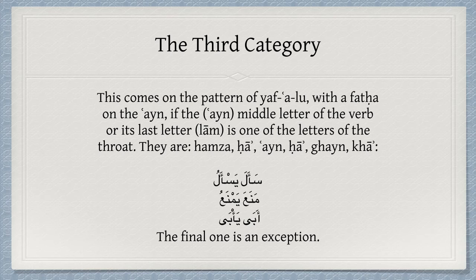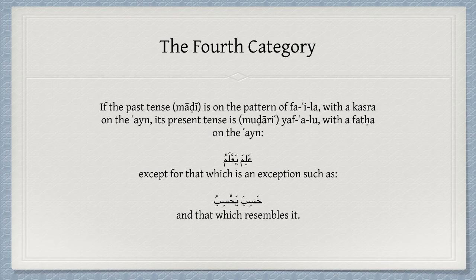So the first one is فعل يفعل, فعل يفعل, and فعل يفعل, on the condition that the ayn or the lam letter has hamza, ha, ayn, ha, ghain, kha, one of the 6 throat letters. And then we come to the fourth category. So this is represented in our verse with kasru fathin, right? So there's a kasra on the past tense and a fatha on the present.